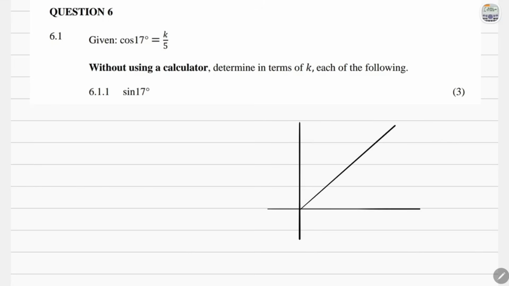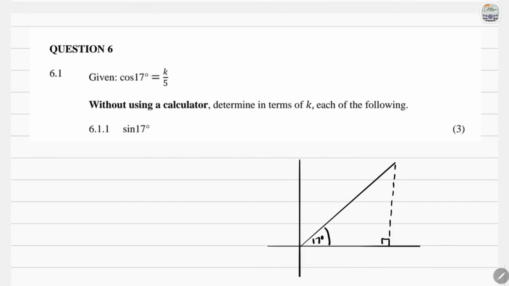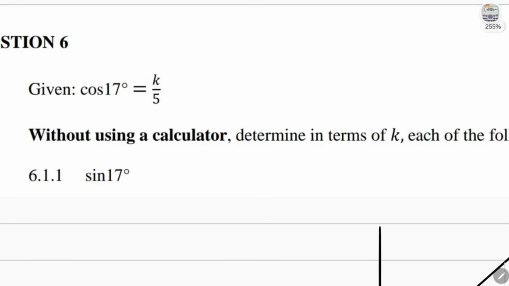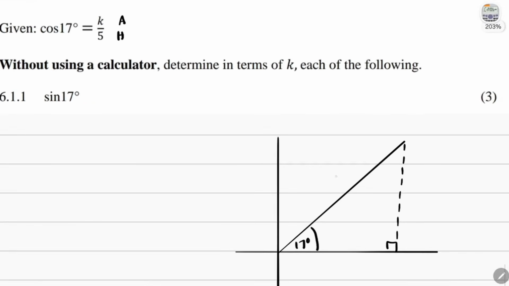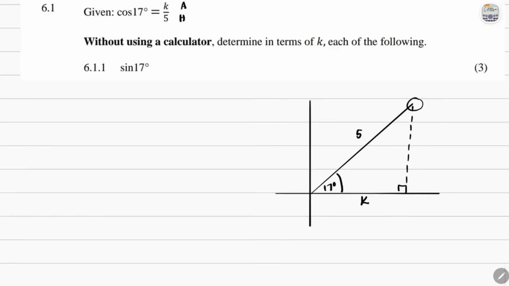So we have a diagram, and this is 17 degrees. And we're going to draw a line down to the x-axis, perpendicular to that x-axis. Now, they told us that cos 17 degrees is equal to k over 5. From SOHCAHTOA, we know that cos is adjacent over hypotenuse. So the hypotenuse is 5, while the adjacent side is k. And so we need to find that opposite side. Because it represents a y value, we can just call it y.